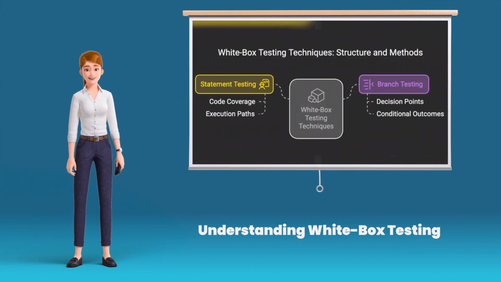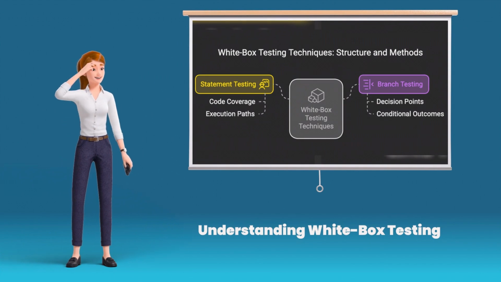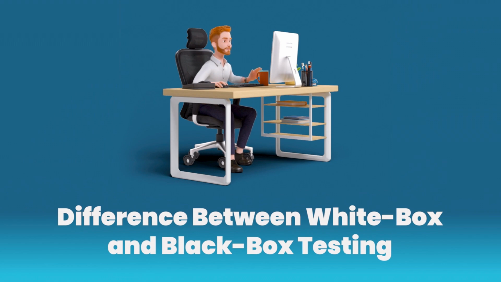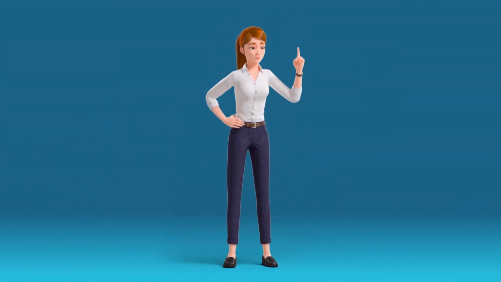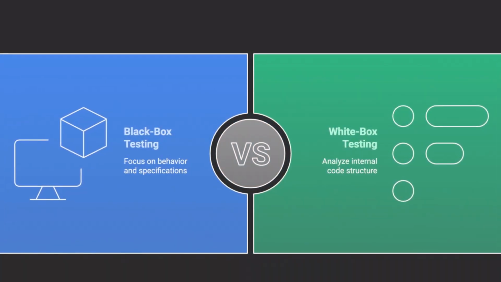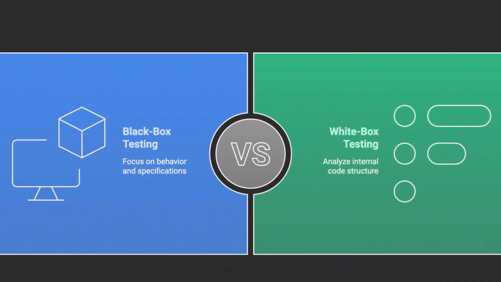The two most common methods are statement testing and branch testing. That sounds interesting. So, white box testing is about looking inside the software and ensuring that the actual code works correctly. Exactly. Unlike black box testing, where we test the system based on its behavior and specifications, white box testing allows us to analyze the internal code structure.